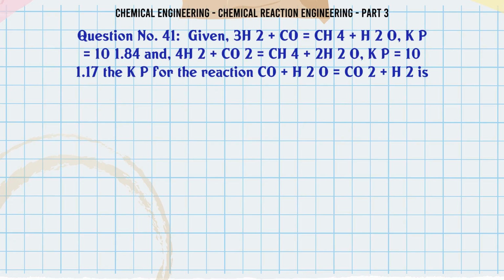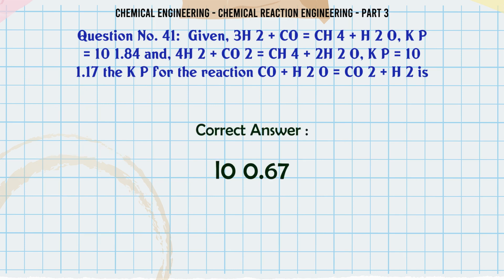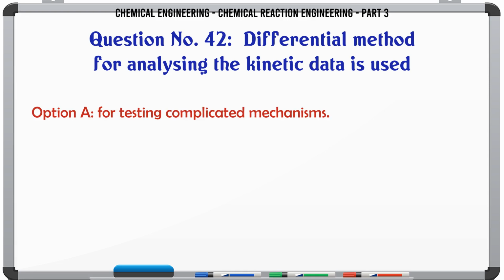Given 3H2 + CO = CH4 + H2O, Kp at 10 = 1.84, and 4H2 + CO2 = CH4 + 2H2O, Kp at 10 = 1.17, the Kp for the reaction CO + H2O = CO2 + H2 is A. 10^3.01, B. 10^0.67, C. 10^-3.01, D. 10^-0.67. The correct answer is 10^0.67.